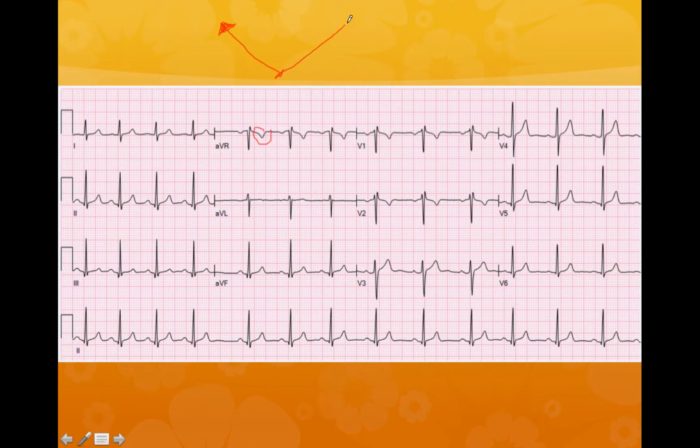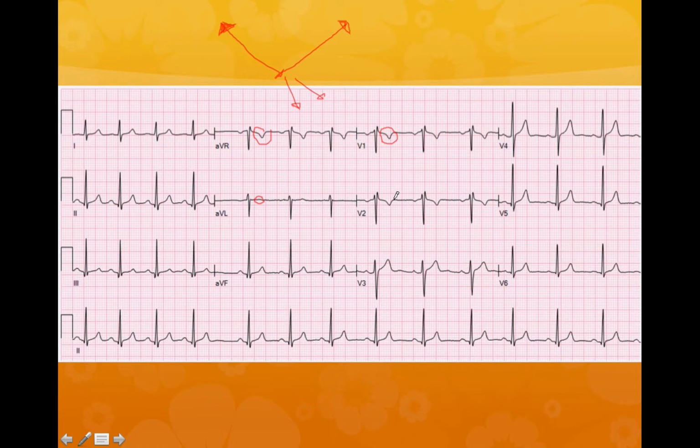aVL is at negative 30. We can also get negative T waves here. Again, that's a normal variant. V1, it's very common to get negative T waves. So these are the septal leads going this way, coming out of the plane of the screen. And again, T wave inversion is a normal variant in this lead.